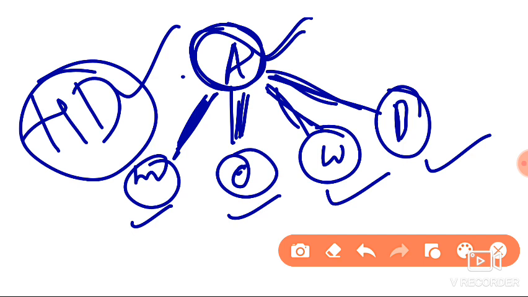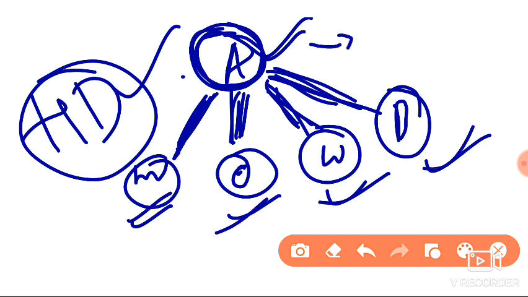Next, we will study analogous organs and convergent evolution. At that time I will tell you. Here, this is the concept regarding divergent evolution. It means that from a common ancestor, all the organisms, according to their need, have diverged and evolved. The organs are the same here, but they perform different functions.